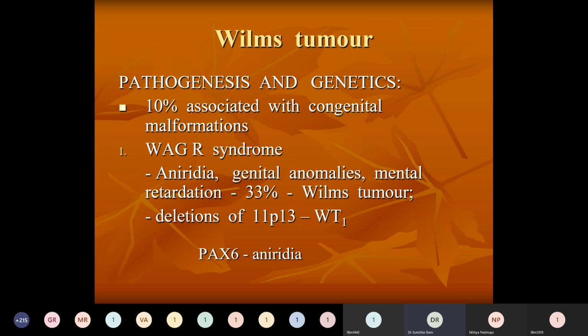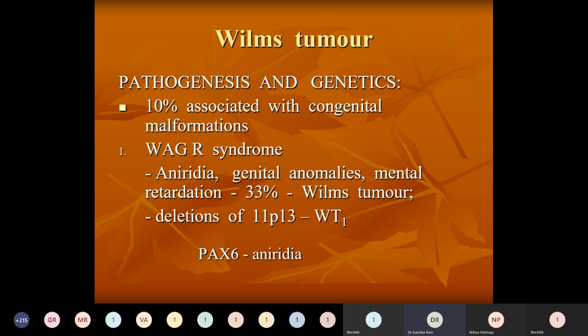Okay. Now, pathogenesis and genetics. Wilms tumor is very, very important because it is one of the most important pediatric renal neoplasms. It gives an insight into a number of relations between embryogenesis and the development of tumors, or dysgenesis and the development of tumors.